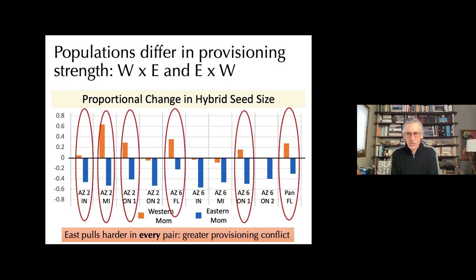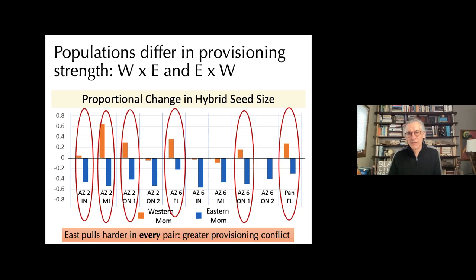Arizona 2 by Indiana, for example. In one direction, there's an increase in seed size, in the other direction, a decrease. It so happens that the Western mom is shown in brown or orange, and the Eastern mom is shown in blue. So what this means is that when the Western plant is the mom and Eastern is the dad, there's an increase. When the opposite is true, when the Eastern is the mom and the Western is the dad, there's a decrease. What this means is that the Eastern population pulls harder when it's female downward and pulls harder when it's male upward. In other words, East pulls harder than West in every single example here.